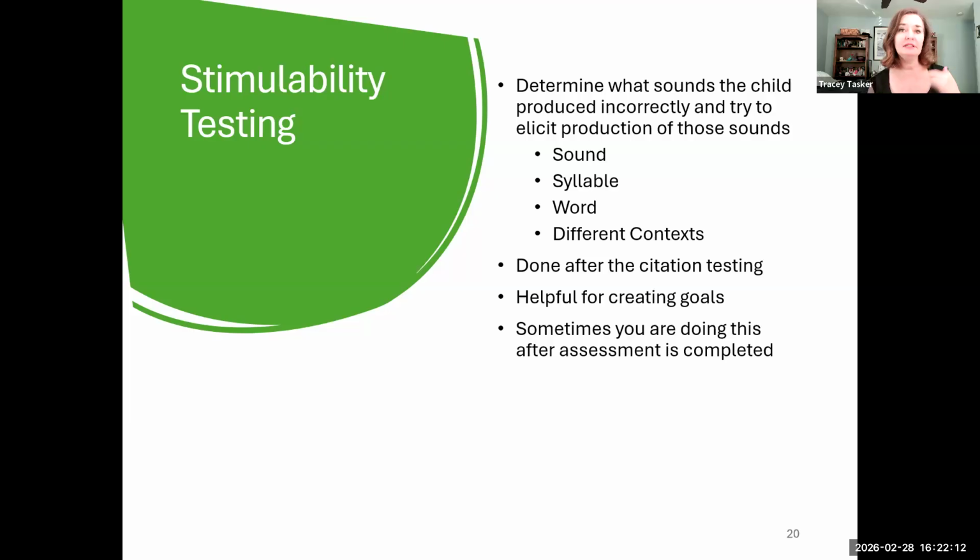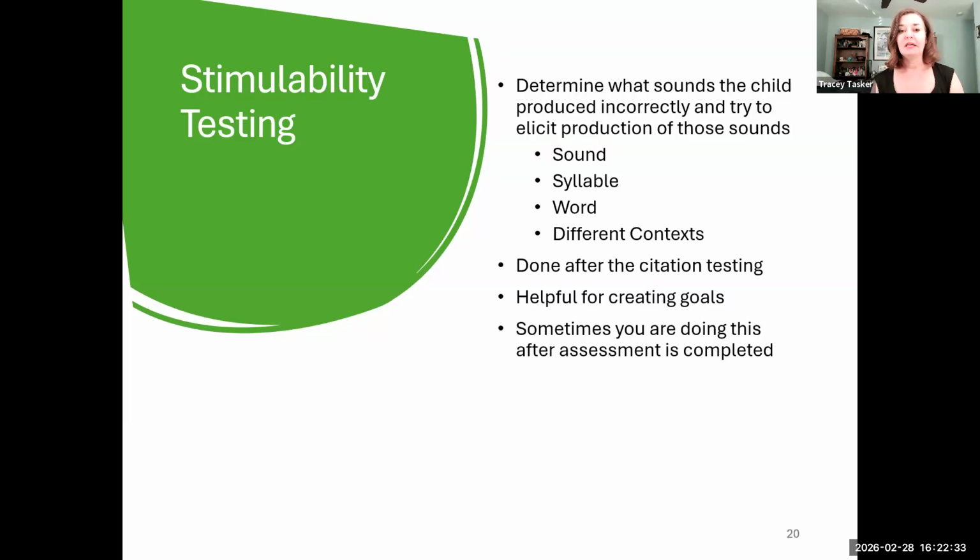You really want to dig deep into what sounds they might be stimulable for in different positions. So in the beginning of a word, at the end of the word, in the middle of a word, with certain vowels, you are going to do some stimulability testing, okay? And this is really helpful for creating goals.